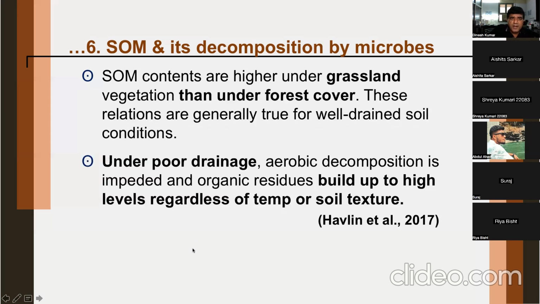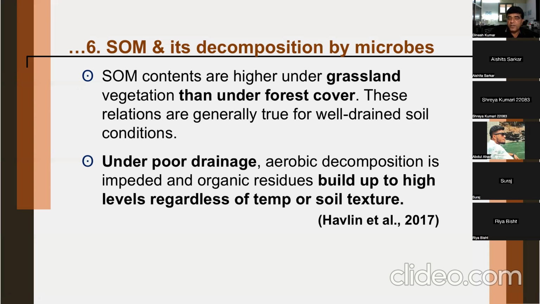Soil organic matter contents are higher under grassland vegetation than under forest cover. This point is also important. Under grassland conditions, you have higher soil organic matter than under forest cover, mainly because of CN ratio. These grasslands or grasses have higher CN ratio than the forest cover. These relations are generally true for well-drained soil conditions.